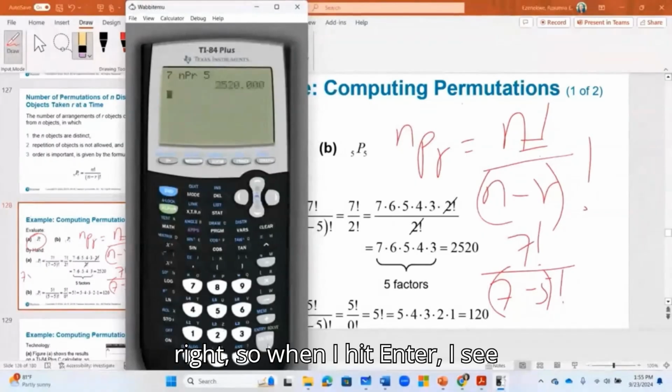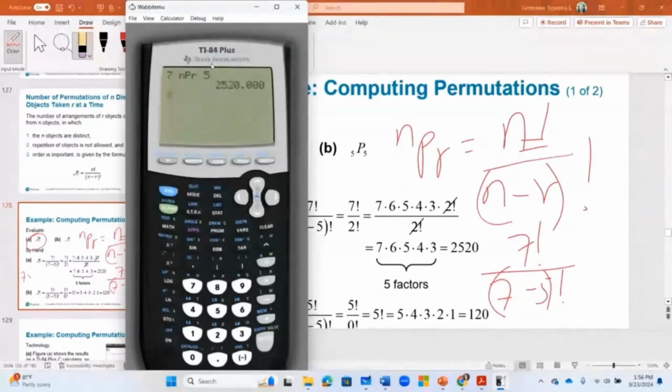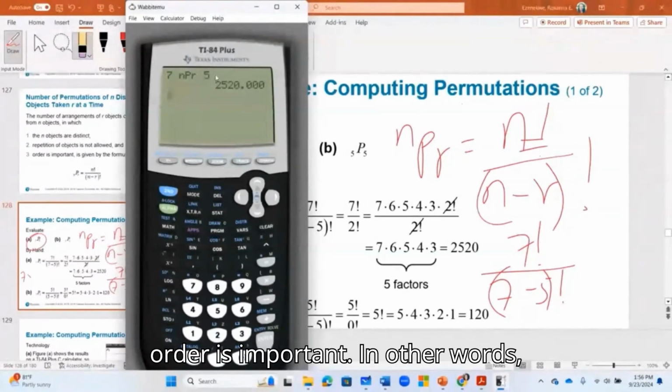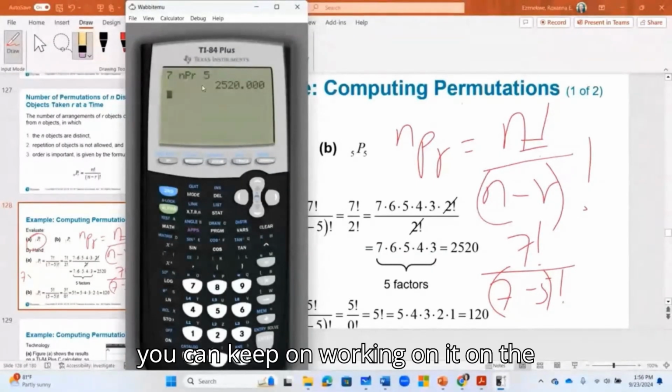All right, so when I hit enter, I see that my answer is 2,520. In other words, there are 2,520 different ways of selecting 5 out of 7 where order is important. You can keep on working on it with the order.